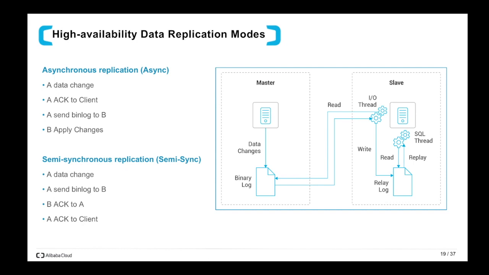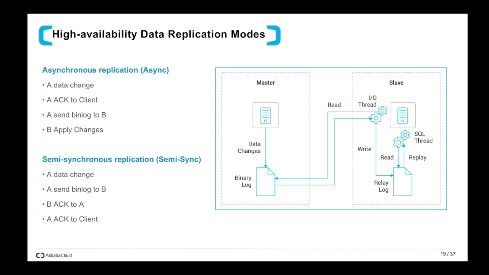Let me introduce the data replication modes. So what's the data replication process between master and slave nodes? Let's see the graph here. When data changes occur on the master node, it will first submit the data changes in the master node, and then it will send the binary logs of the master node to the slave node. And the slave node will read the binary log and replay these operations and apply the changes to the slave node. So this is the normal data replication process.